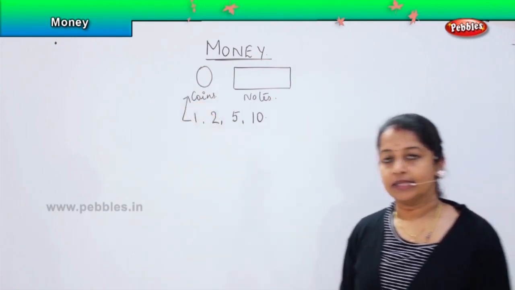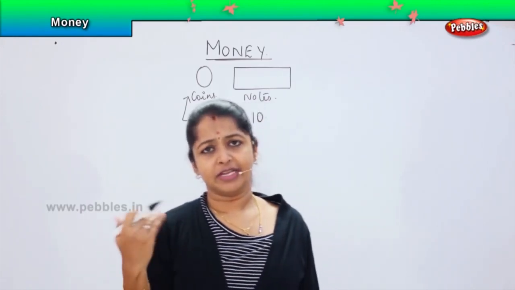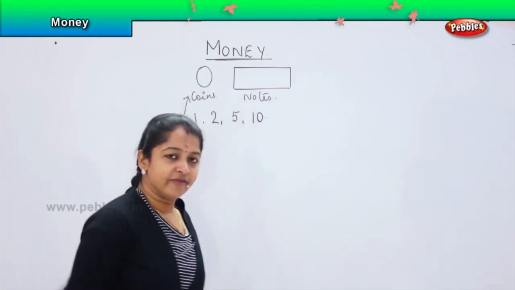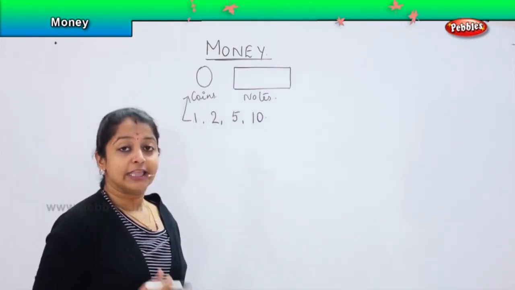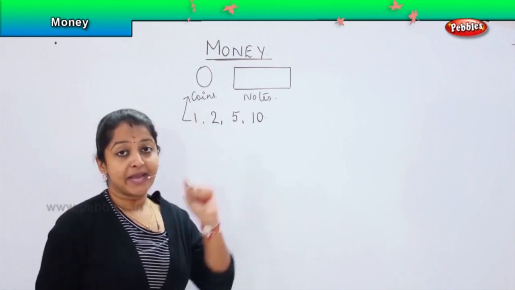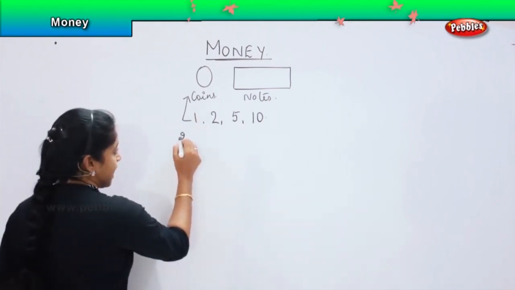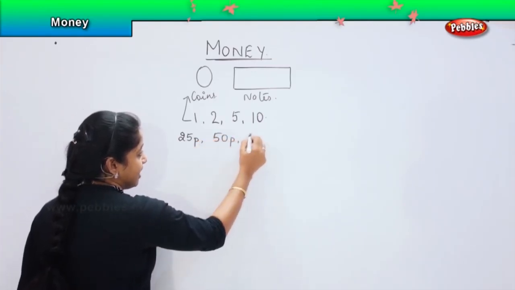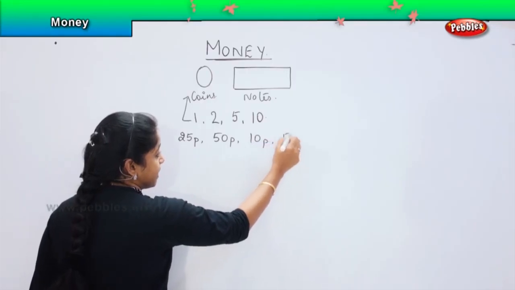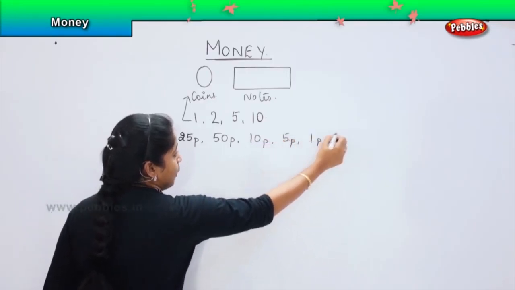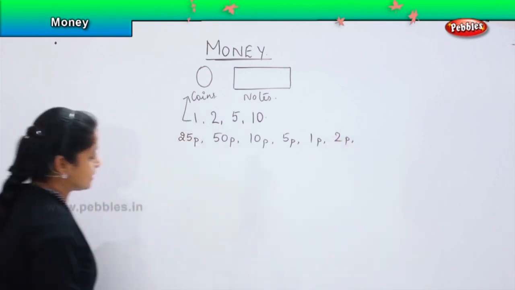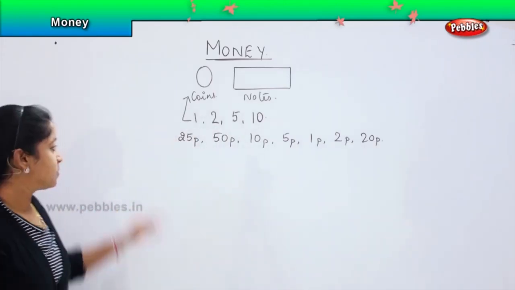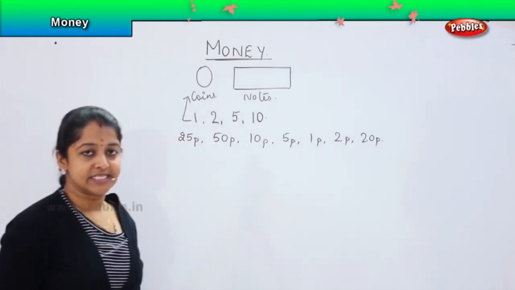In earlier days, like when we were very small, or in fact during our grandparents' time, when money was newly introduced, we used to have coins in paise denomination. For example, we had coins for 25 paise, 50 paise, 10 paise, 5 paise, 1 paise, 2 paise, and for 20 paise as well. So, in those times we used to have denominations for paise as well.